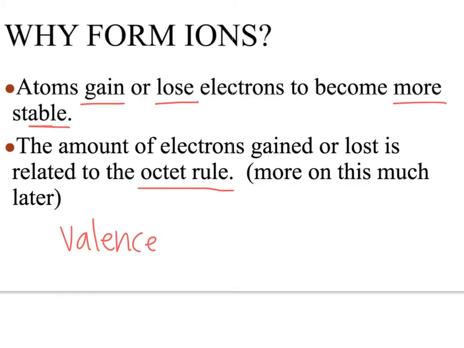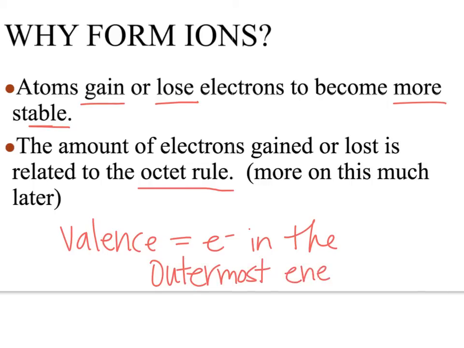Valence means electrons in the outermost energy level. And so that is the number that they will need in order to be stable. And we will talk about valence electrons more in second semester, but for right now, you just need to know that they want to have 8 valence electrons to be stable, so they will either gain or lose electrons to get there.